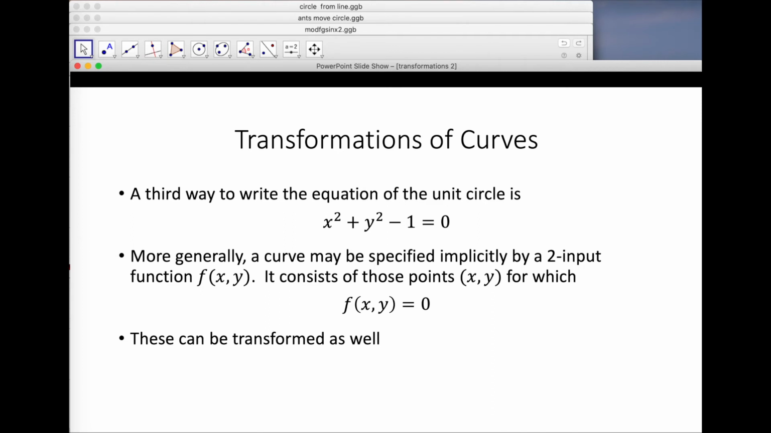Okay, so there's another way to think about the unit circle, which is to start expressing the circle this way. And then it looks like an example of an implicitly specified curve, in which you start with a 2-input function, and the curve consists of those points x, y, for which f of x, y equals 0. These curves can be transformed in just the same way.